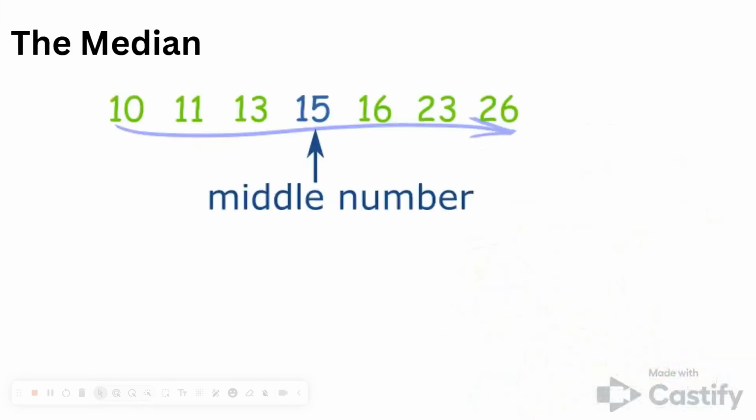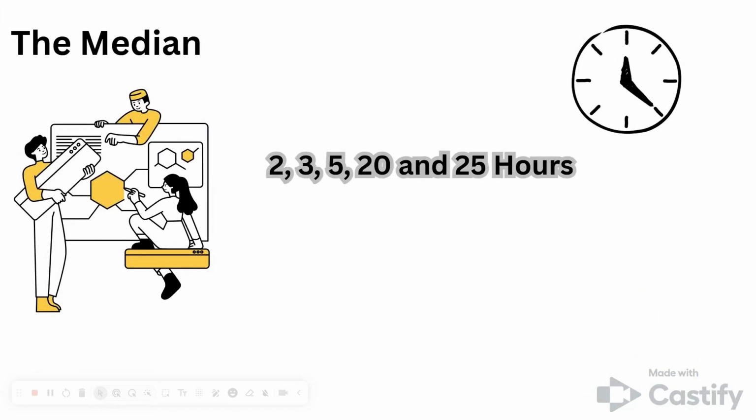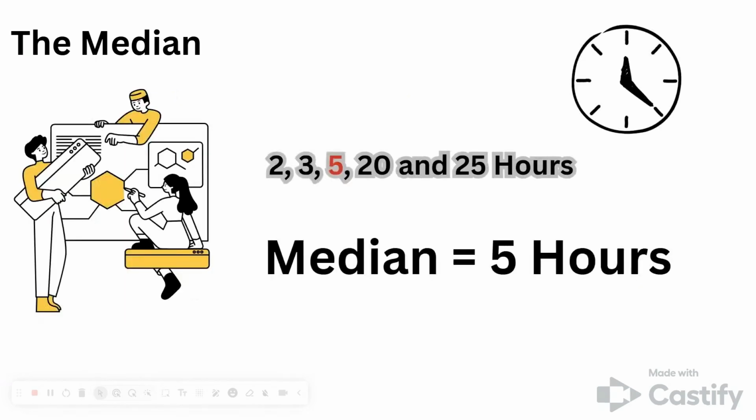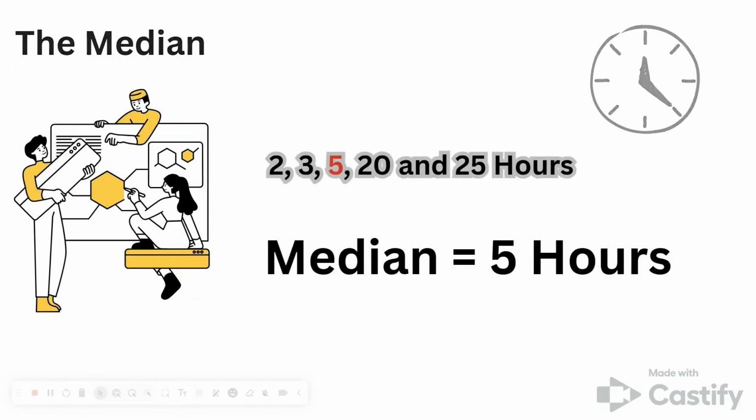The median is the middle value in a dataset. First, we arrange the numbers from smallest to largest. The value that comes in the middle is the median. The median is very useful when there are extreme values. For example, if project completion times are 2, 3, 5, 20, and 25 hours, the median is 5 hours, which better represents most students. This is especially helpful in diverse and inclusive classrooms.